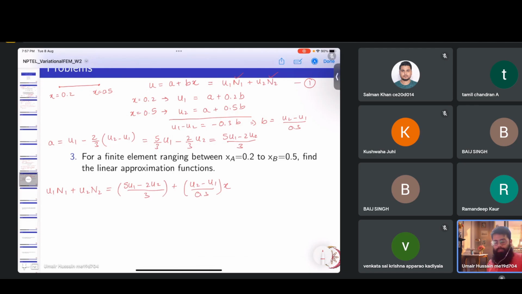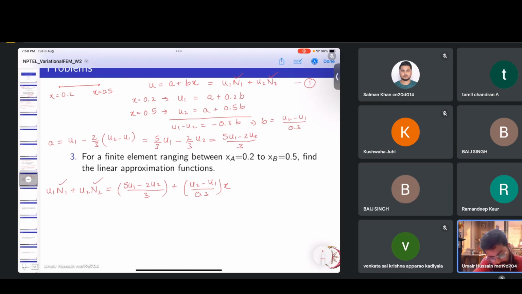Now using this equation, can you guess how we get our n1 and n2? Any guesses? You have to put the value of x equal to 0.2 and then proceed. And similarly, for the second equation we put 0.5. We'll get the two equations in u1, u2, and then we can solve it.